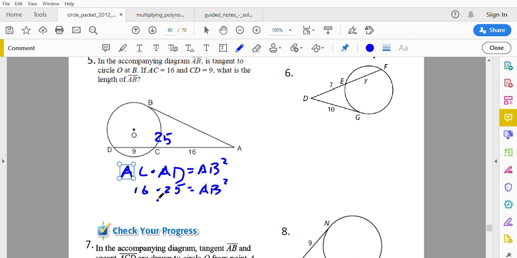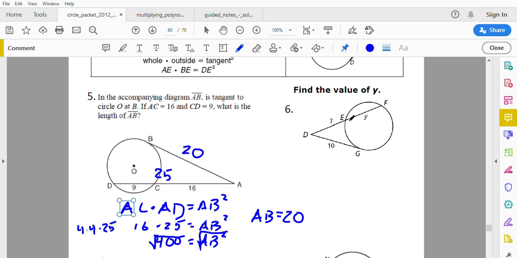16 times 25 is 400. You can use your calculator for that, but again, think about this. This is 4 times 4 times 25, right? 4 times 4 is 16. 25 times 4 is 100. 100 times 4 is 400. And again, what do we have to do here? This is nice. You take the square root to get rid of the square, and you're going to find out that AB, the square root of 400, is equal to 20. Okay?